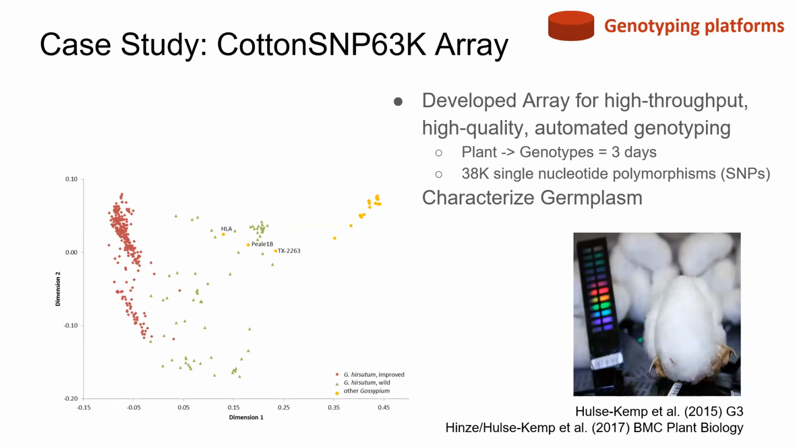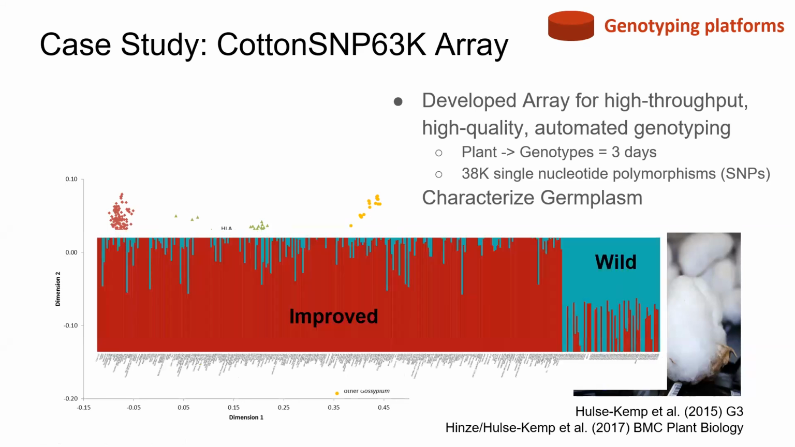And then as we get farther away from our improved germplasm, we're able to separate our individuals, and we see that increased diversity. And if we are to look at the structure of those materials, we really are able to see that we can very easily separate the improved materials from the wild materials just with using this technology. To date, there have been 172 studies that have been published utilizing the array.